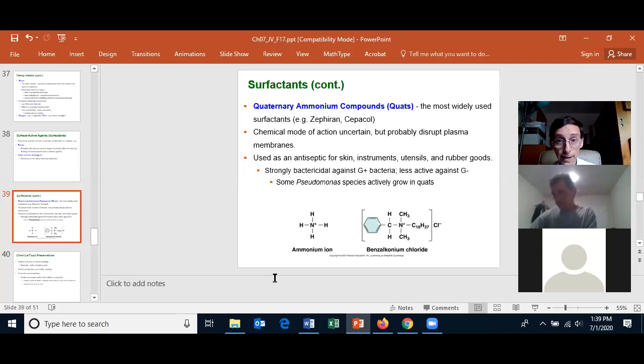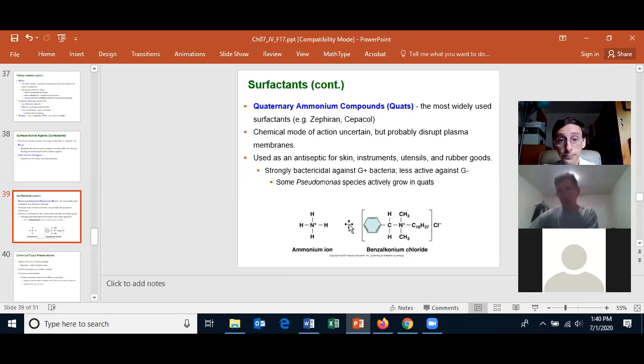They are strongly bactericidal against gram-positive bacteria, but they're not as strong, meaning they're less active against gram-negative bacteria. And then some Pseudomonas species will even grow in quats. So in the hospital, they have to make sure that the compound has not been around for a long period of time, because Pseudomonas can actually grow in them.